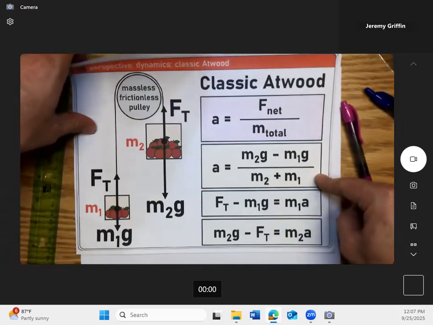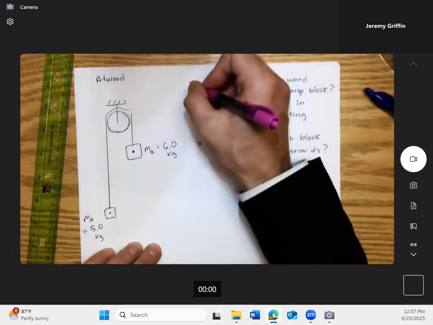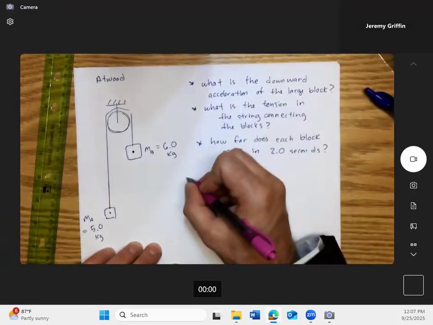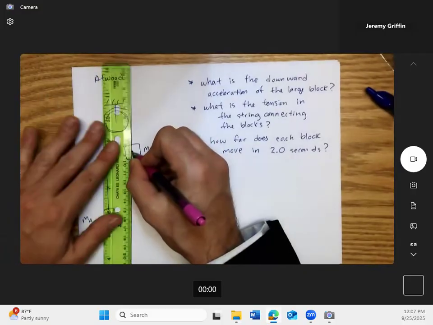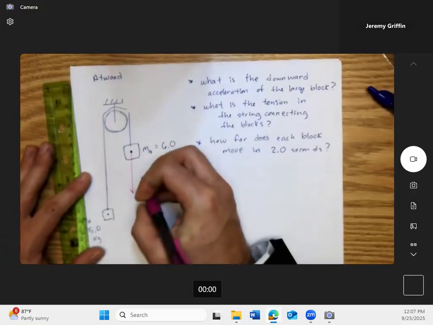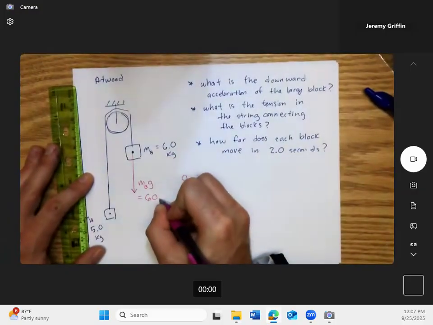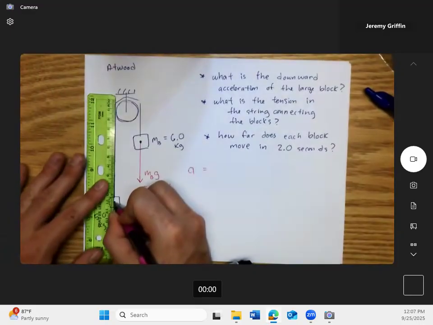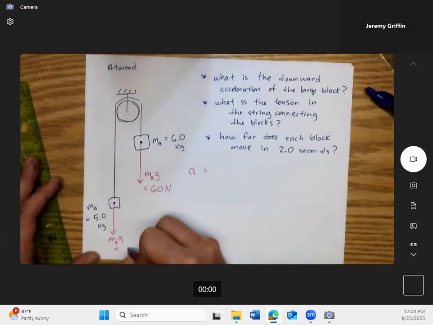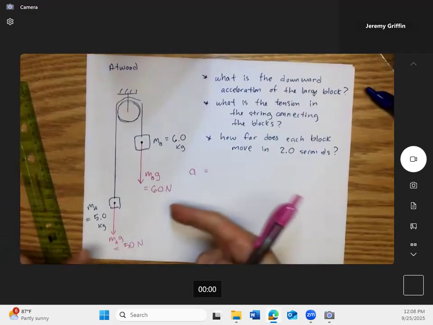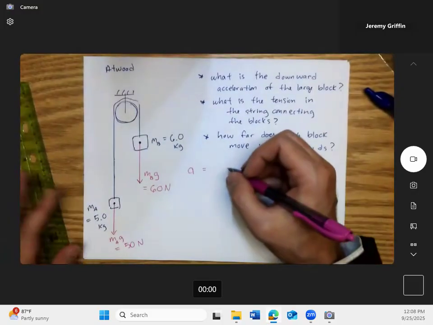All right. So you guys ready to do that? So over here, first question right here. What's the downward acceleration of the large block? Or I could just solve for acceleration in general. Oh, I gotta label these. Let's label some forces. Guys, what's this weight right here equal to? 60 newtons. What's this weight right here equal to? 50 newtons. Is that 60 versus 50? Right, now there is an internal tension, but I'll come back and address that later.